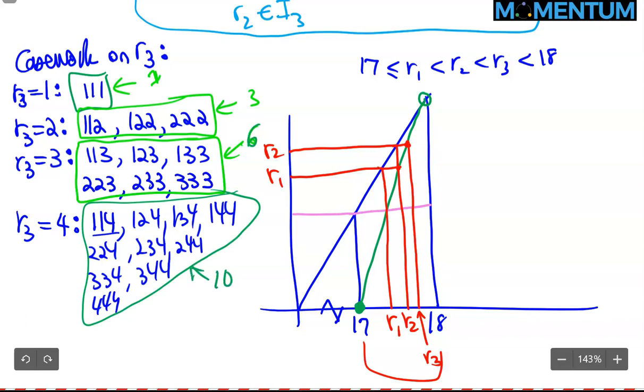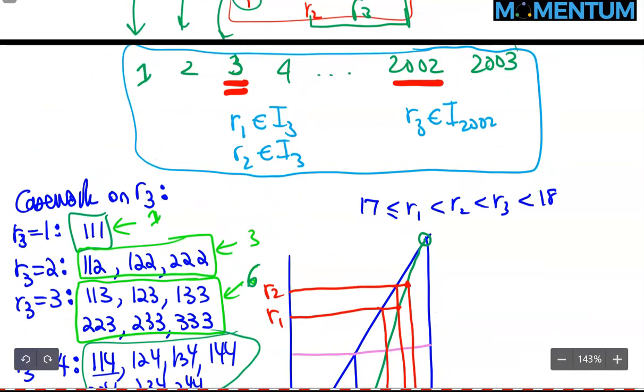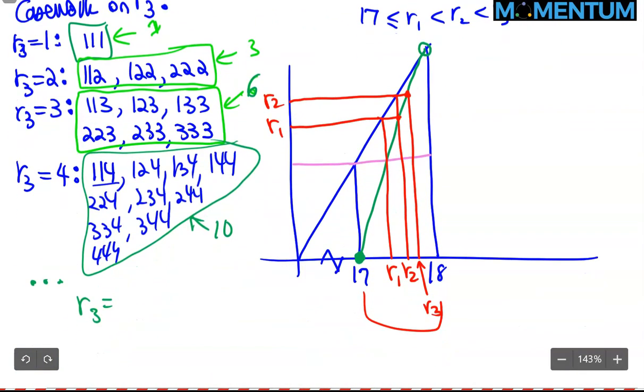Okay, I think you know what's going on. And we can keep going like this, up to the largest case where R3 is in the very last interval. In total, we had 2003 intervals, right? So R3 can be 2003. How many?